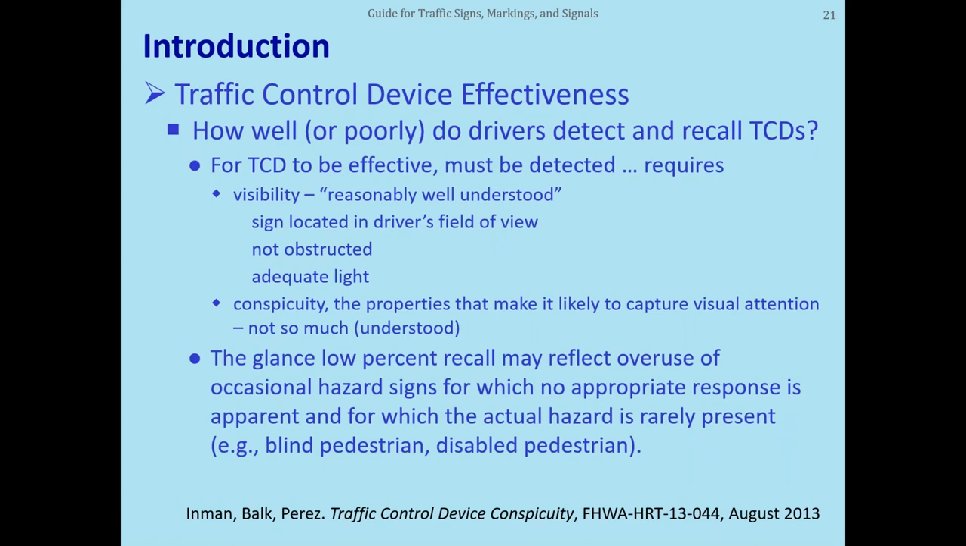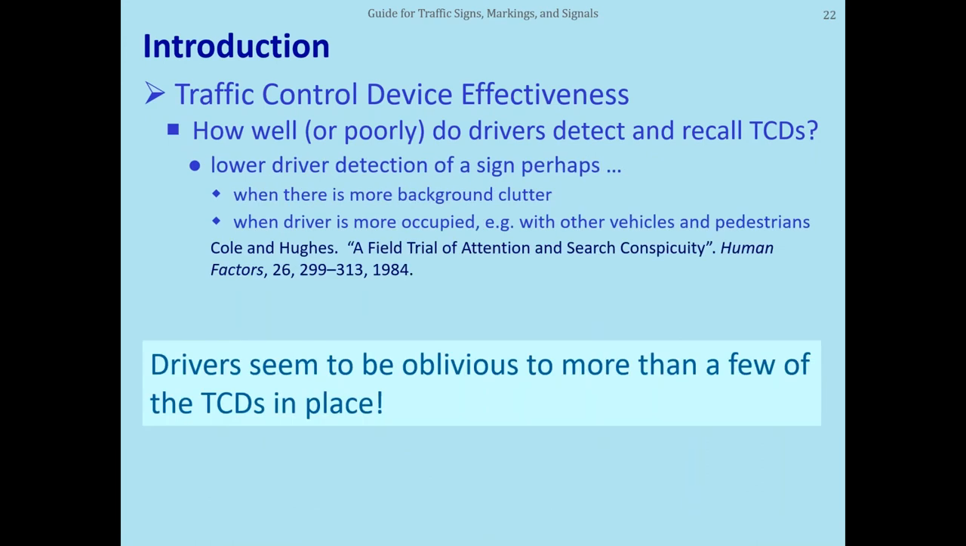And it's somewhat of a mystery why this is. We understand the concept of visibility, putting a traffic control device out there in a way that drivers can see it. But the other aspect, making it conspicuous, making it grab the driver's attention, is less understood. People have developed theories for why drivers may not always recognize and react to traffic control devices, but still, that's a perplexing problem for us to deal with.